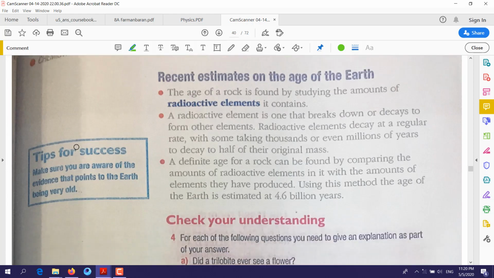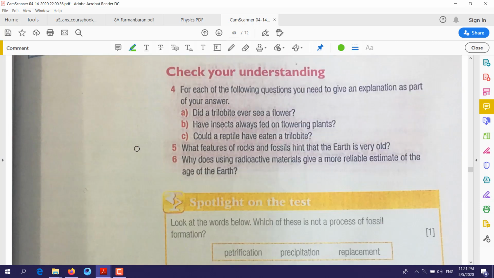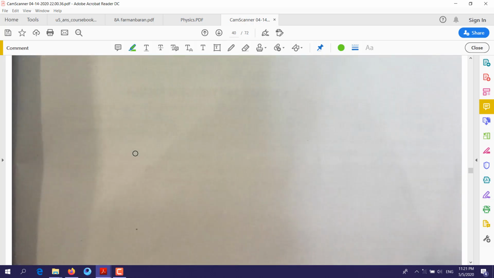Recent estimates on the age of the Earth. Now we were explaining how they estimate the age of the Earth depending on the kind of fossils that they found. But nowadays they depend on another way, which is more accurate than the first one. What is this way? It's by using radioactive elements. Okay. Check your understanding, your task.